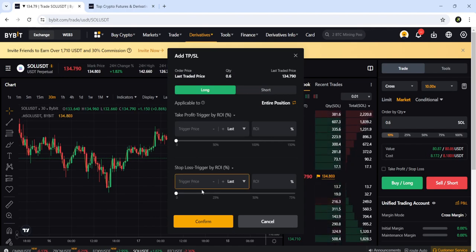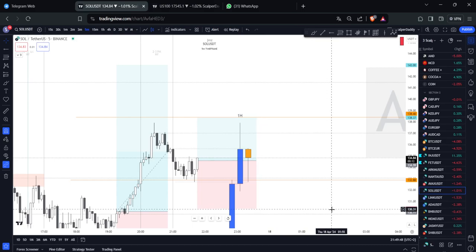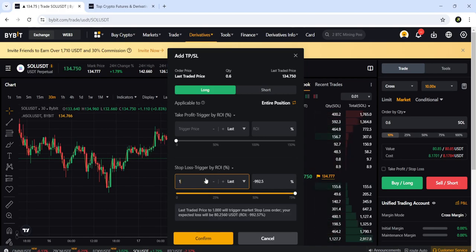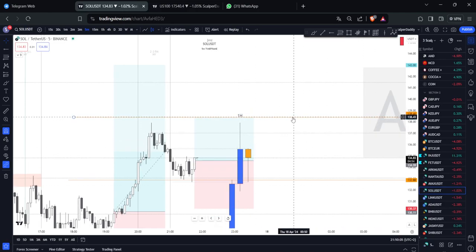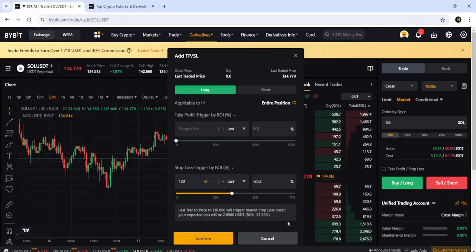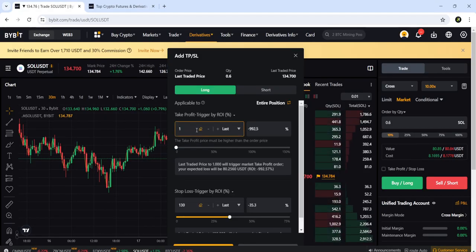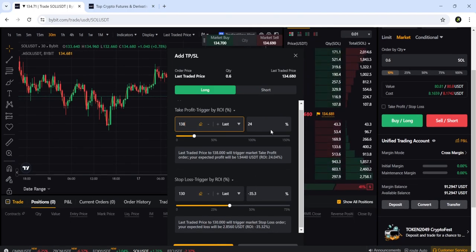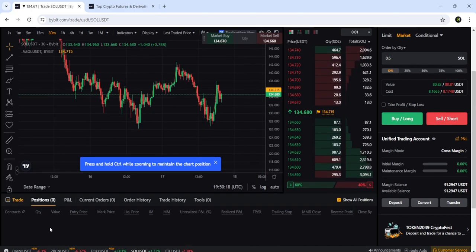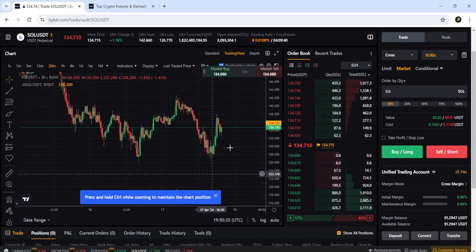Here we put the stop loss on 130. So we click 130. Here it shows your loss if the trade hits the stop loss, and above we insert the TP 138. Now we click OK, confirm, and the trade is shown here.